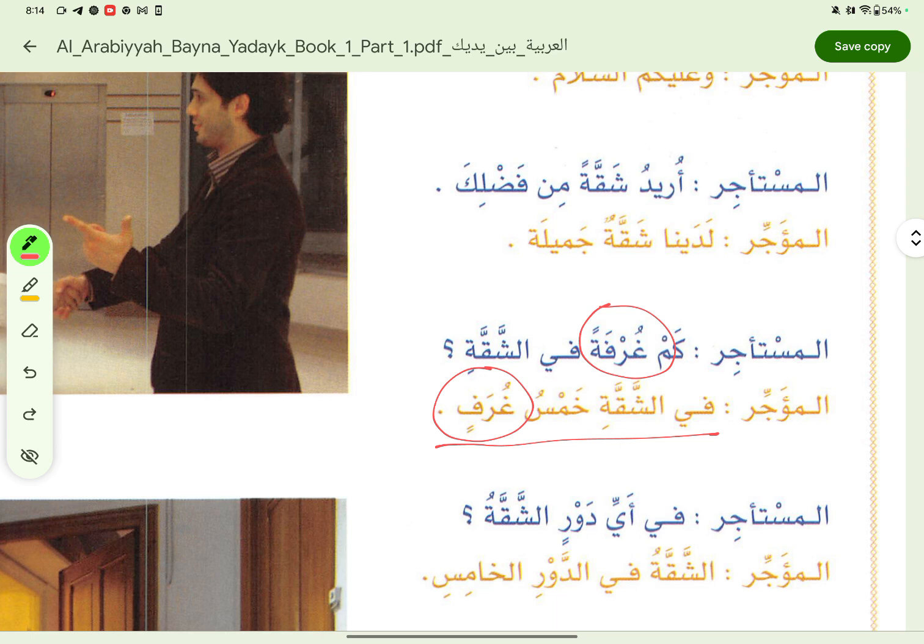How I would advise that you write this down is that wherever you write the word غرفة, write a dash next to it, and then put the word غرف. Because this is the first plural word that we have learned, you could put a P there. The better thing to do is put a jim to mean jama'. That's how it's seen in the dictionaries. So كم غرفة في الشقة? في الشقة خمس غرف.